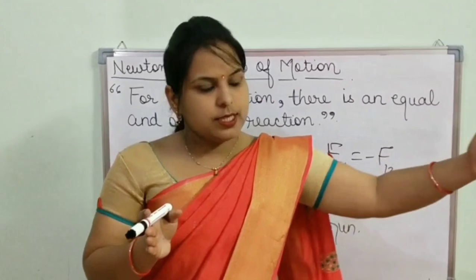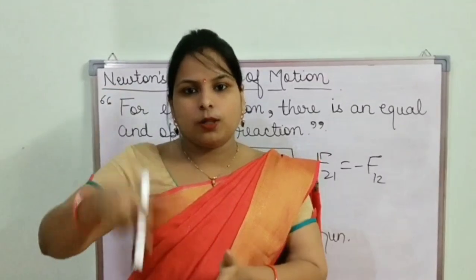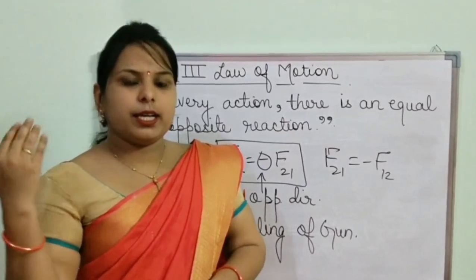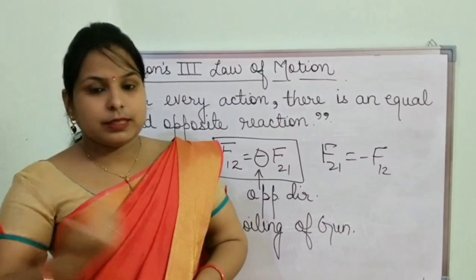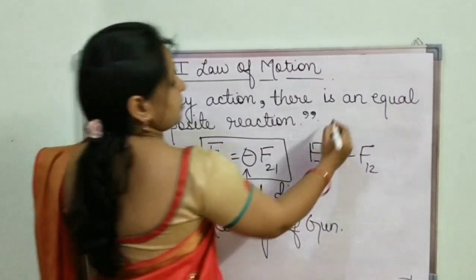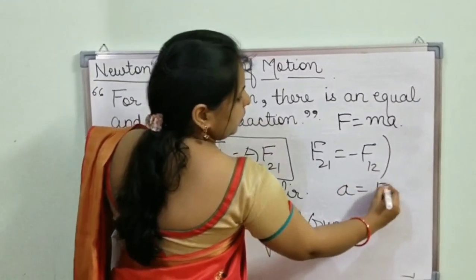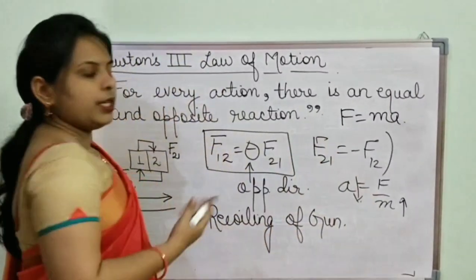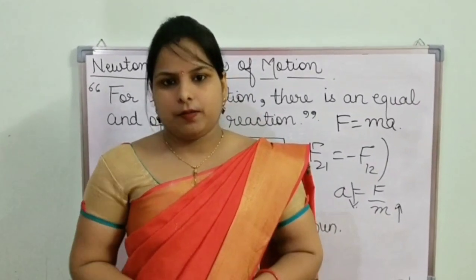So the bullet moves in this direction, this is the action, and the bullet applies a reaction force in opposite direction on the gun. That's why when you shoot the bullet, the gun moves in backward direction, giving jerk to your shoulder. But the gun does not move with the same velocity as the bullet. Why? Because of mass. Since F is equal to ma, so a is equal to F by m. Since the mass of the gun is very large, therefore the acceleration of the gun will be small. Okay, but it moves in backward direction.